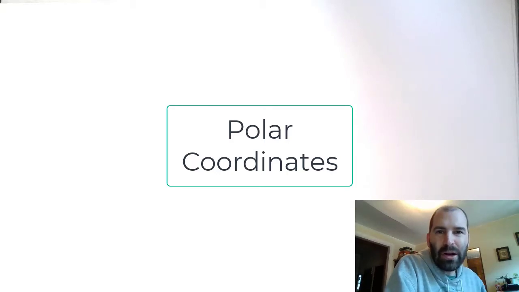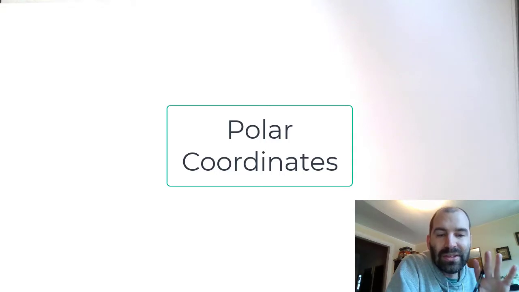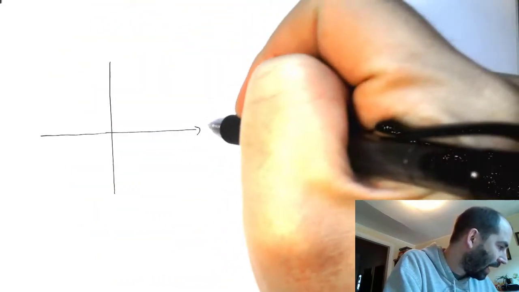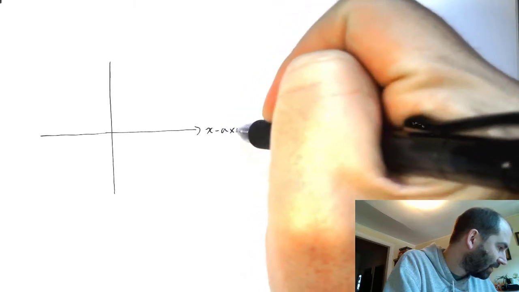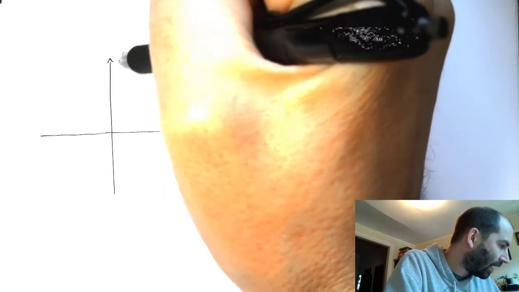Hi there. In this video, we're going to talk about polar coordinates. So let's start by reminding ourselves how Cartesian coordinates work. Cartesian coordinates are the ones I think we're most familiar with. In Cartesian coordinates, we have a pair of axes. We have an x-axis and we have a y-axis.